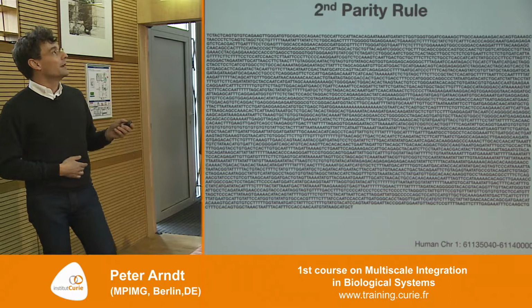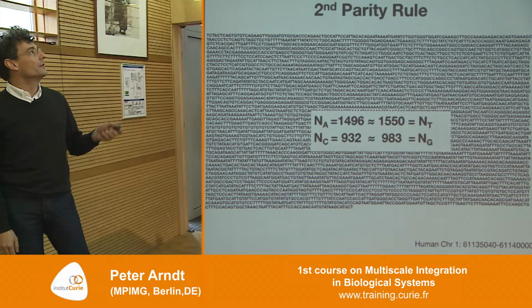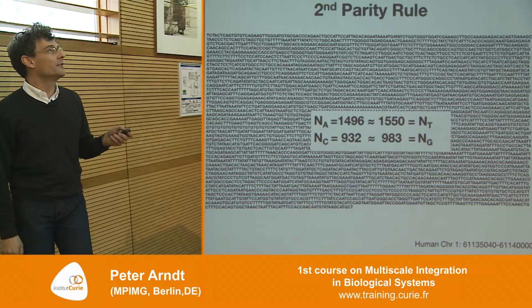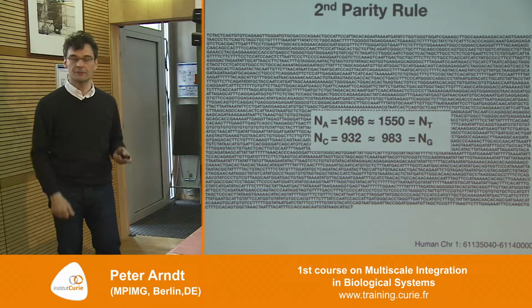This is just an illustration. This is some random part of the human chromosome 1. In this sequence, you see about 1500 A's and T's and about 950 C's and G's. So it's not exactly true, of course, this parity rule, but it's roughly true. And of course, if you go on a genomic scale, then it gets even better.